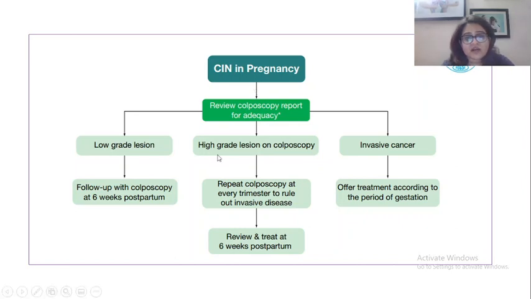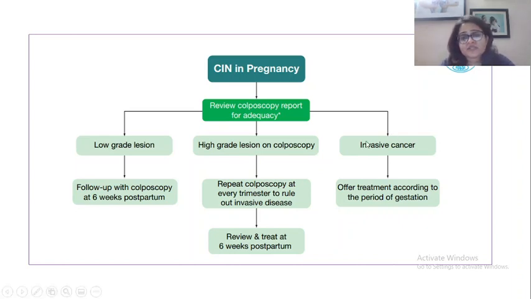Okay, but if it is a high grade lesion on colposcopy, that is CIN 2 or 3, what will you do? You will repeat colposcopy at every trimester. You basically don't want to miss out malignancy. So every trimester, every 3 months, keep calling her for colposcopies if she's CIN 2 or 3. And if it remains CIN 2 or 3, then after she delivers, review at 6 weeks and treat her as per previous guidelines. That is, do an excisional procedure or an ablative procedure, preferably an excisional procedure.